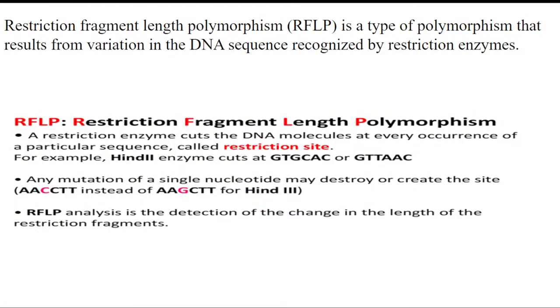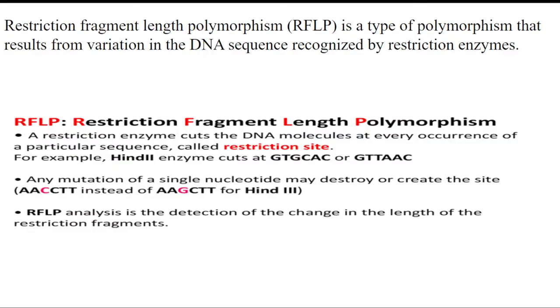Restriction fragment length polymorphism, RFLP, is a type of polymorphism which results from variation in the DNA sequences recognized by restriction enzymes. A restriction enzyme cuts the DNA molecule at every occurrence of a particular sequence called a restriction site. For example, the HindIII enzyme cuts this sequence. Any mutation of a single nucleotide may destroy the site or create one.